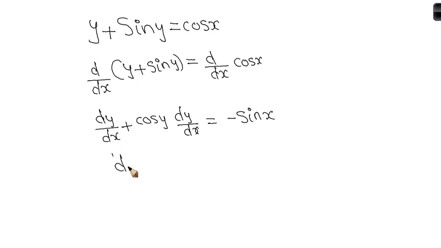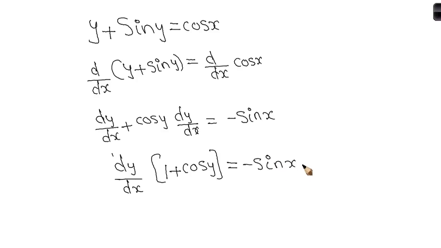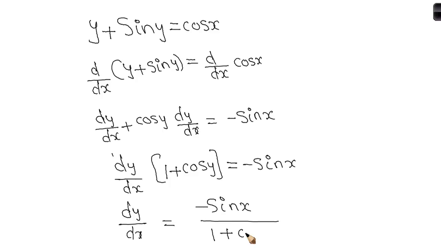Take dy by dx common. If I take dy by dx common, I am left with 1 plus cos y. dy by dx times 1 plus cos y is equal to minus sin x. So dy by dx is therefore minus sin x upon 1 plus cos y. This is the value for dy by dx.